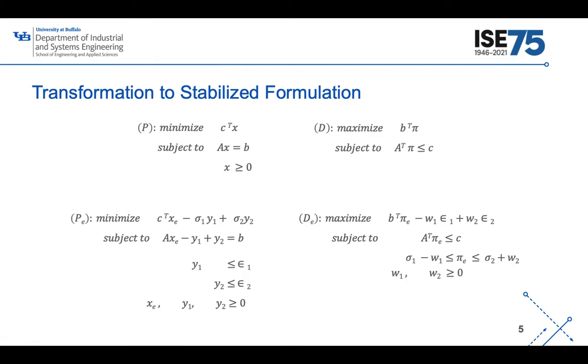If the column that is brought in is not too close to the current dual values, then let's make it stricter. If not, let's decrease it so that it converges faster.